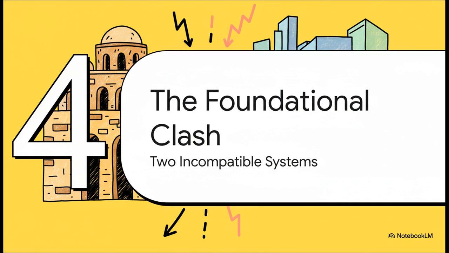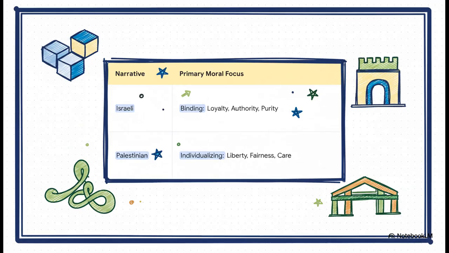Section 4. The foundational clash. So here we are. We've built our two structures, and now we can see them standing side by side. And what's so striking is that both are internally coherent. Both make perfect sense on their own terms, but they are built from the ground up to be fundamentally, completely incompatible.